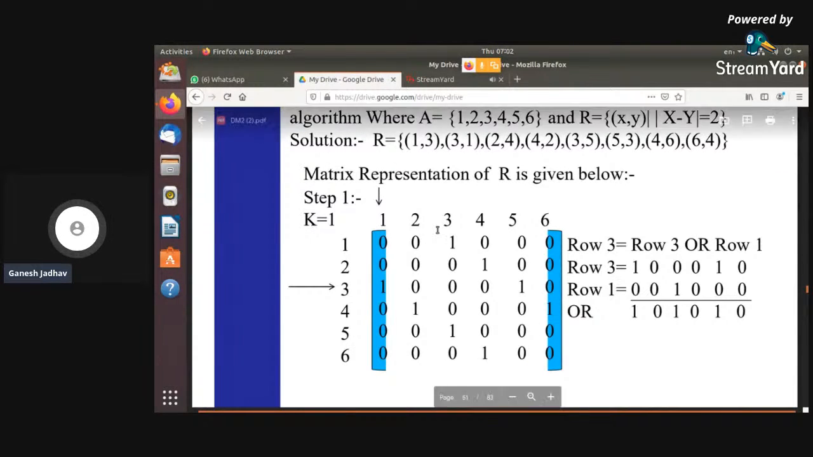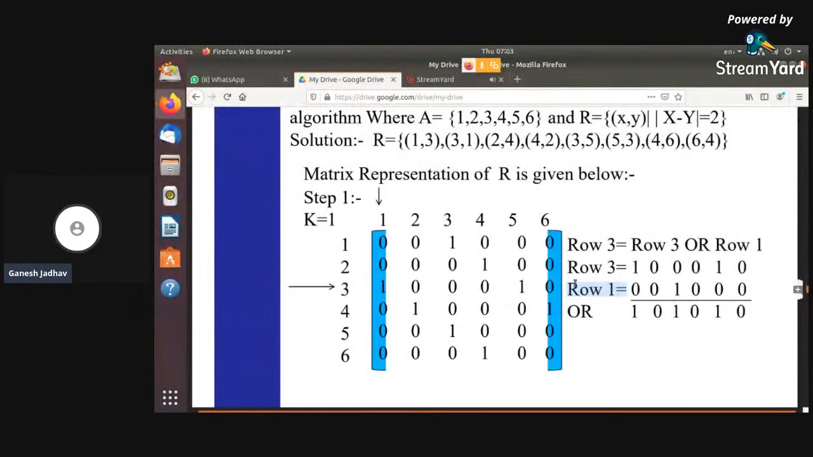Why is it the first row? Because k is equal to 1. So row 3 OR row 1. This is the ORing operation between two rows. So why is row 3 here? Because 1 is contained in it whenever the value of k is equal to 1, so row 3 requires the modification. And row 1 is here because k is equal to 1.